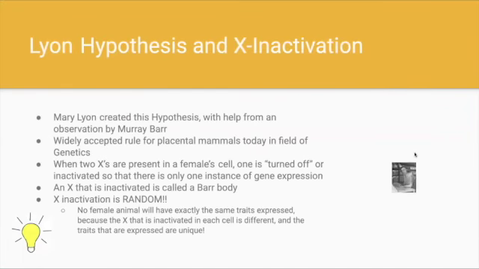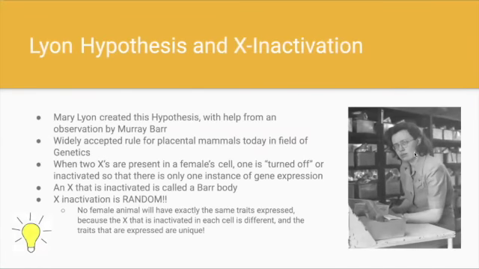So first, I'm going to talk about the Lyon hypothesis and X-inactivation. Mary Lyon created this hypothesis with the help from an observation by Murray Barr that each cell with two X chromosomes seemed to have something that looked very dark, stained, and condensed towards the outside of the nucleus that he referred to as a body. The inactivated one would become known as the Barr body.